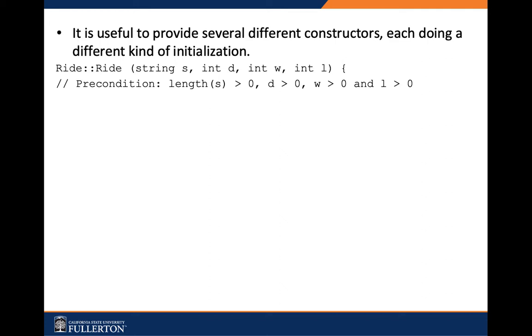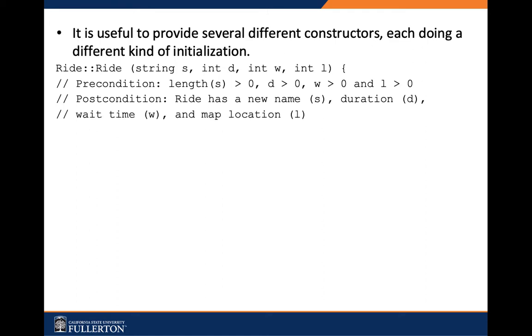We can put as a precondition that the string needs to be non-empty. The values for parameters D, W, and L need to be strictly positive. And then the result of this constructor will be that the write will have a new name, a new duration, a new wait time, and a map location based on the parameters. So all this constructor does is call another public member function, set values, with the 4 parameters.